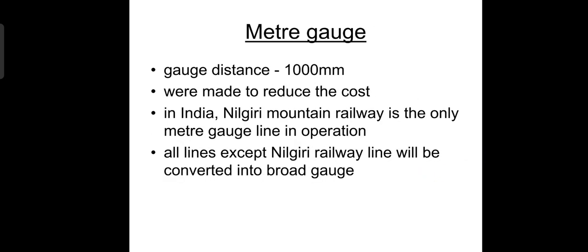Meter gauge. Gauge distance is 1000 mm. These were made to reduce the cost. In India, Nilgiri Mountain Railway is the only meter gauge line in operation. All lines except the Nilgiri Railway line will be converted into broad gauge.